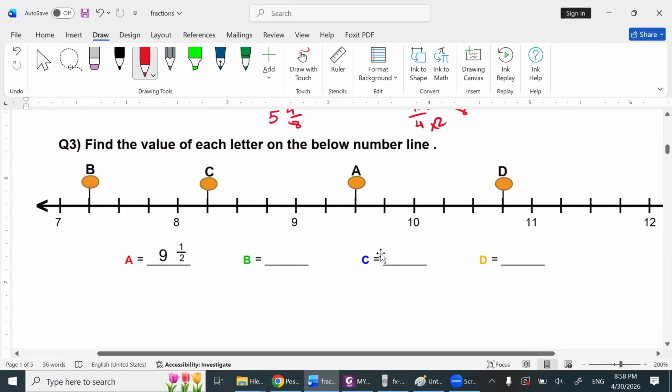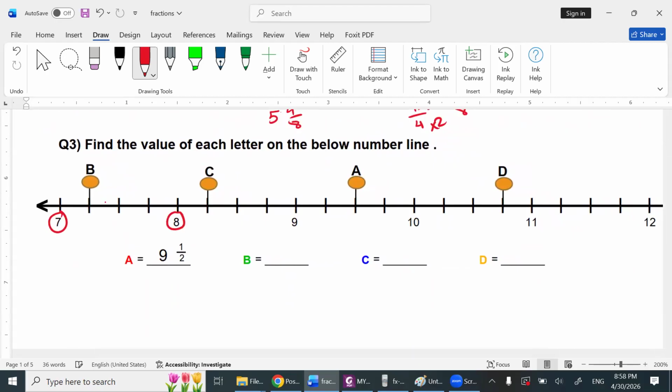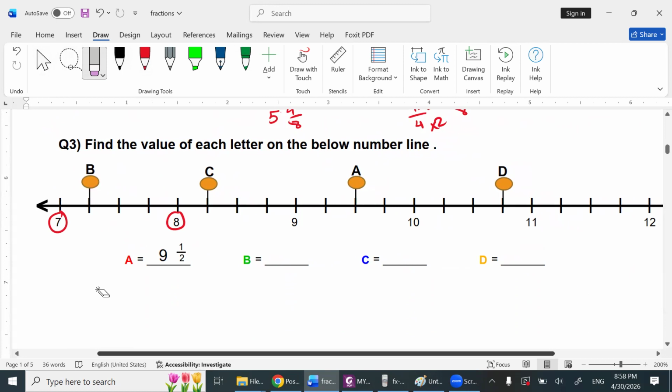By the same method, you can count the number of jumps between any two whole numbers, 7 and 8. How many jumps between them? 1, 2, 3, 4. Then you can deduce that we count in quarters. So let's write the numbers on the number line. I count by quarter, it means each time I add 1 quarter. So this number is 7 and 1 quarter, letter B. This one is 7 and 2 quarters.